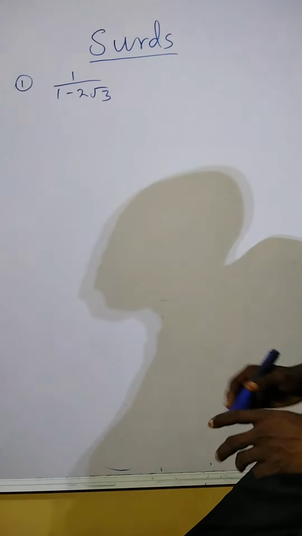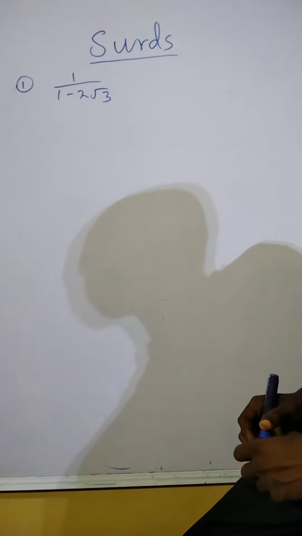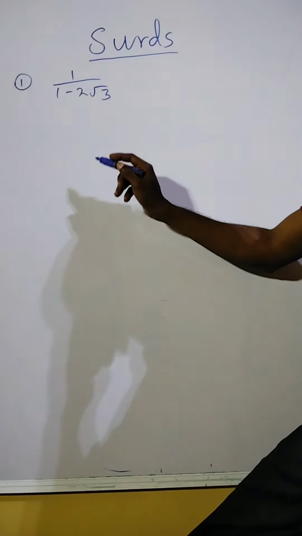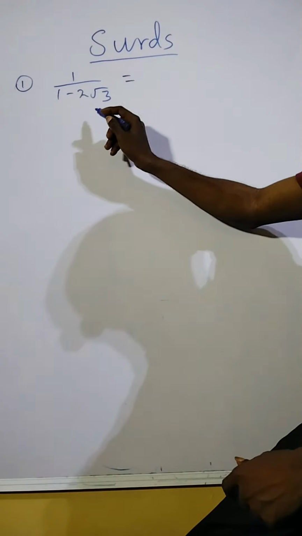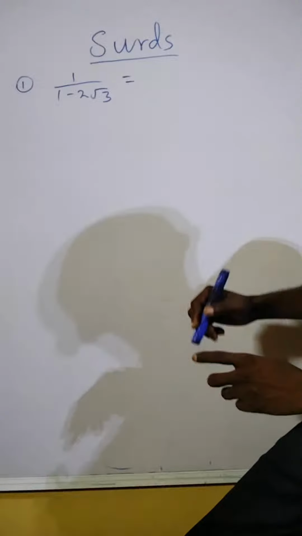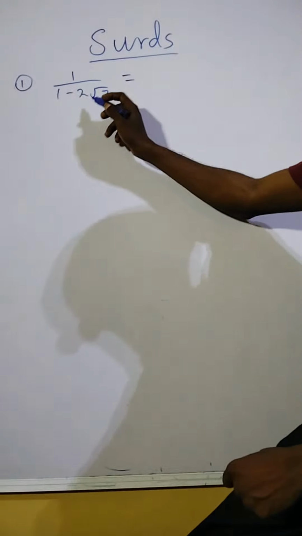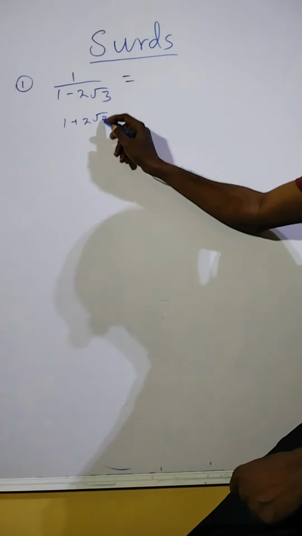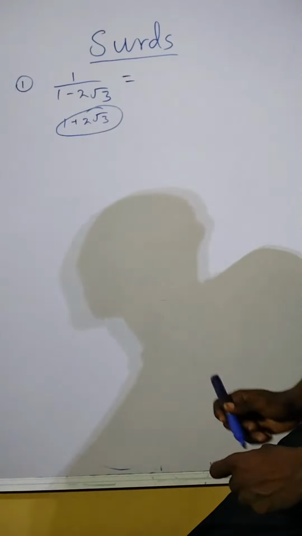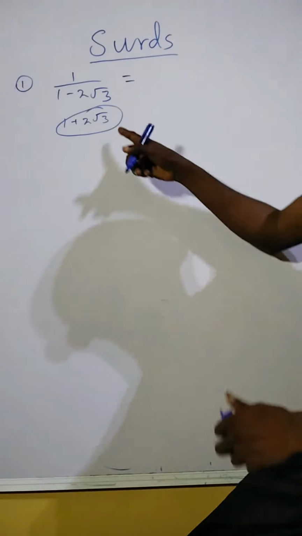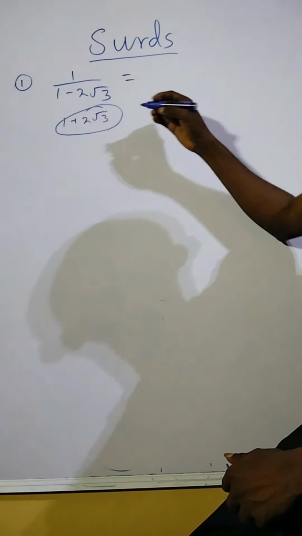To simplify this, we need to rationalize this surd. And how we rationalize this is we multiply the numerator and denominator by the conjugate surd of the denominator. The conjugate surd there is 1 plus 2 root 3. This is the conjugate of this particular surd, and we use this now to multiply numerator and denominator.